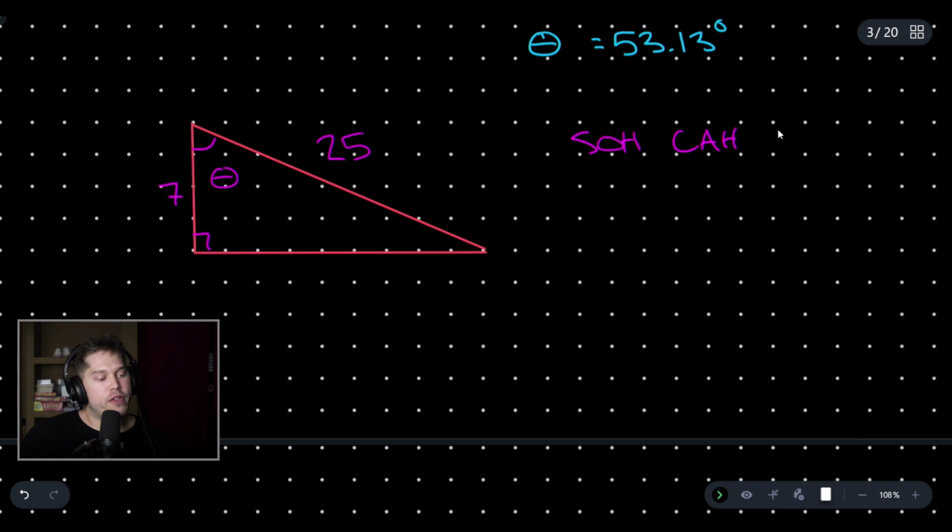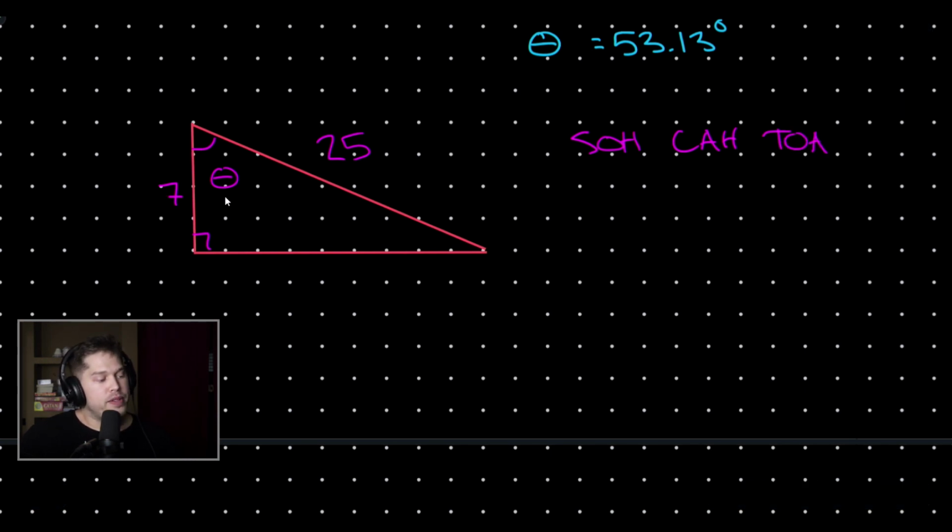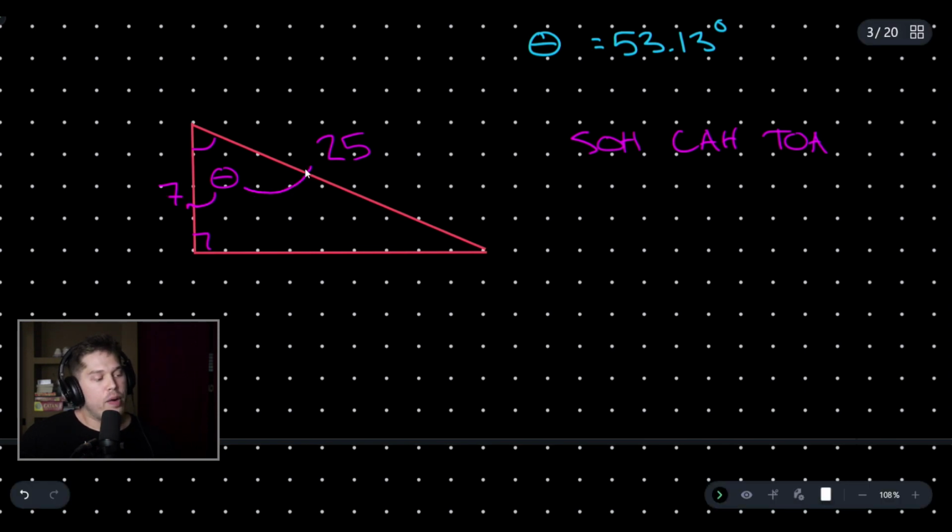And which trigonometric function are we going to be using for this problem? Well, from theta, we have our adjacent side, and we have our hypotenuse. So we're going to be using cosine. So we know that the cosine of theta is going to be equal to 7 over 25.